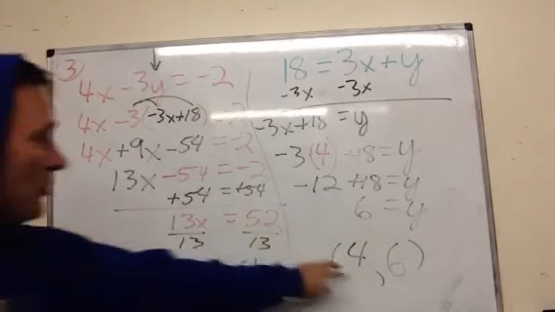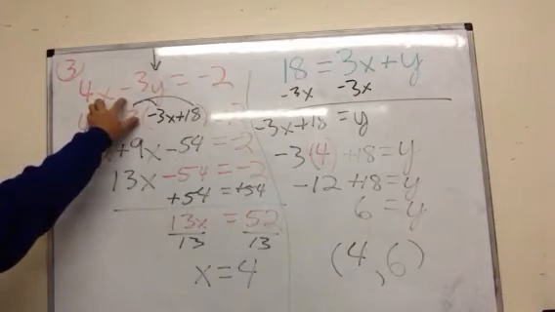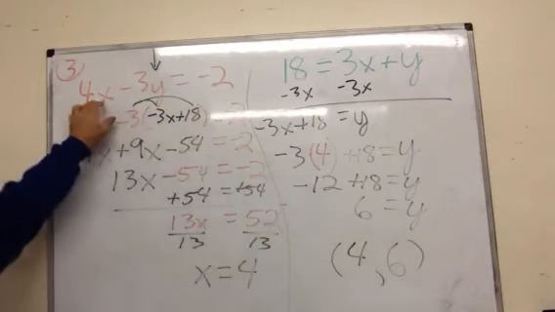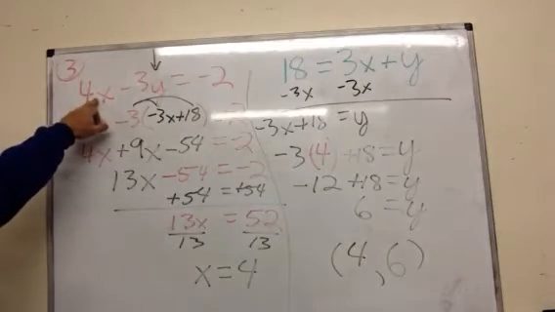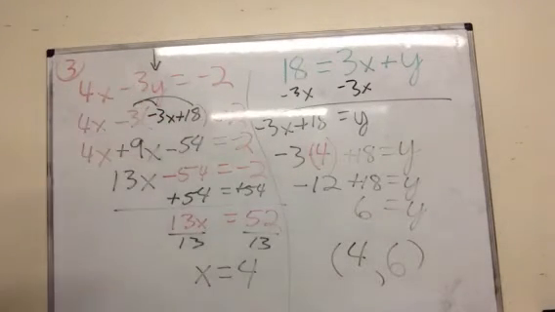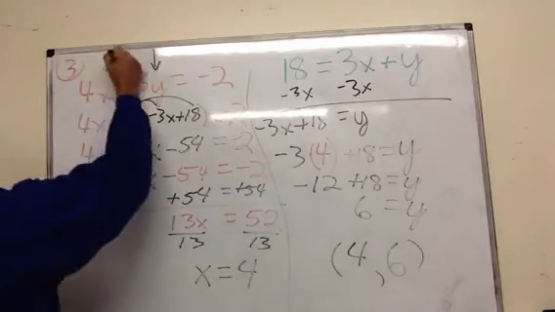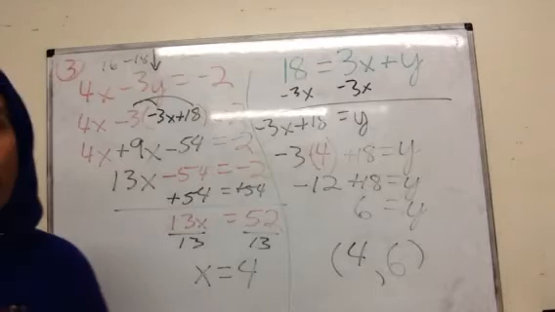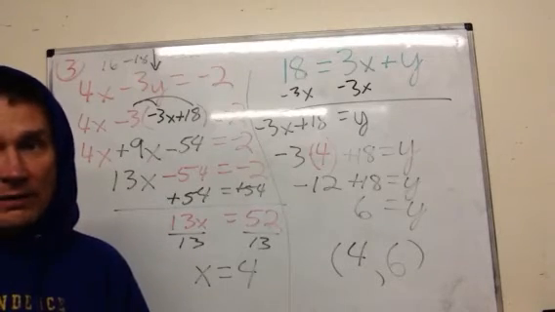If we put these two numbers up here, guess what number we're going to get? Negative 2. 4 times 4 is 16. 3 times 6 is 18. 16 minus 18 does equal negative 2. I just proved that my answer is correct.